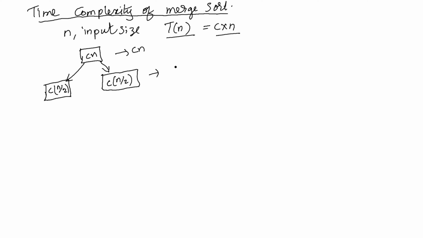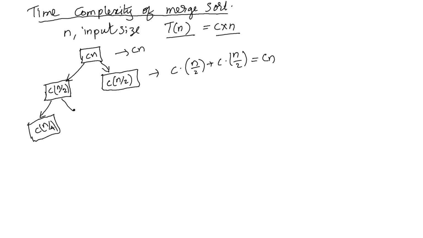tree. So at the second level, there are two nodes of size n/2, and the cost of the additional operations at each node is C times n/2, which is again C times n/2 plus C times n/2, which is C times n for the second level nodes combined. Similarly, if we move to the lower levels, we can see the total complexity remains the same, C times n.